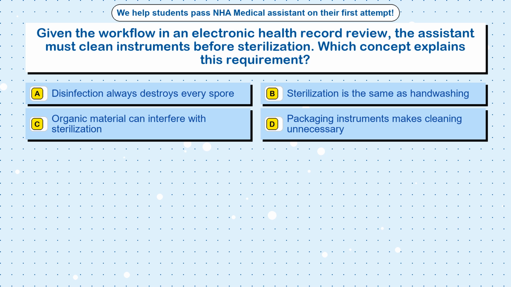Question 74. Given the workflow in an electronic health record review, the assistant must clean instruments before sterilization. Which concept explains this requirement? Option A. Disinfection always destroys every spore. Option B. Sterilization is the same as hand washing. Option C. Organic material can interfere with sterilization. Option D. Packaging instruments makes cleaning unnecessary.